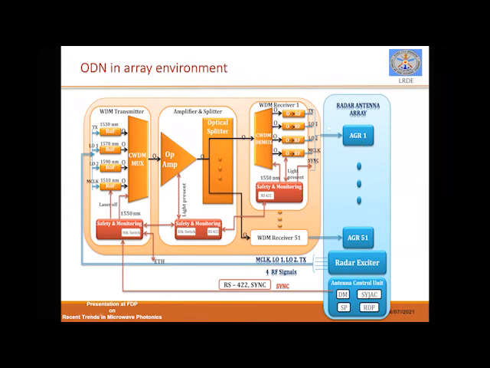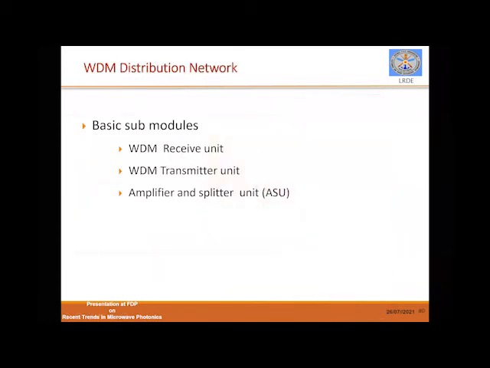The output after converting back to the electrical domain can be fed to the processor. So basically, the highlight over here is to convert all the signals to optical, mux them in the optical domain, amplify and split, and convert back wherever the destination is. Now, the WDM receive module, transmitter module, and amplifier and splitter unit.